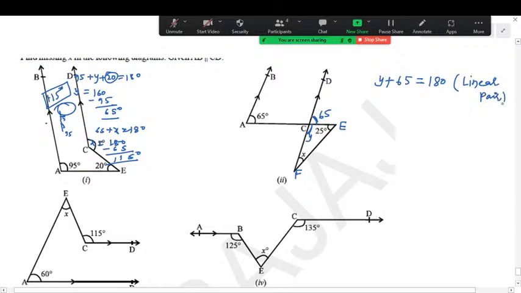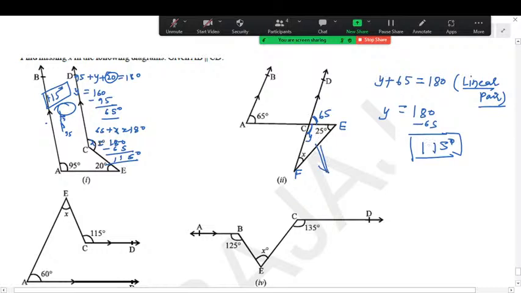So it has to be complementary. Exactly, linear pair angles are, not complementary, supplementary. 180. You will do 180 minus 65 and you will figure out the value of this coming out to be how much? 115 degrees, isn't it? Yes, and this is 115.